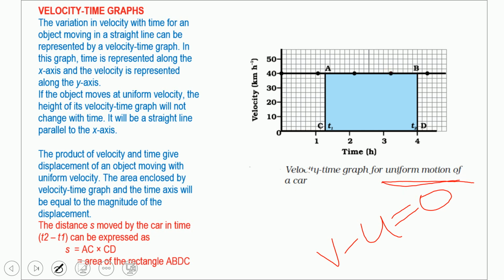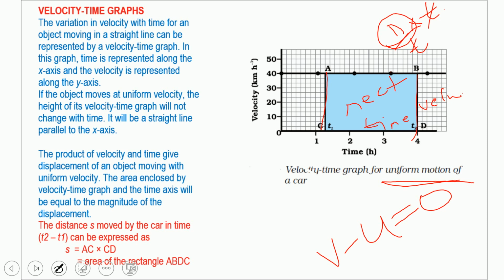Since it is uniform motion, a straight line will come parallel to the time axis, that is the x-axis. Now, in order to find the displacement or the distance traveled, you draw a perpendicular from any point to the y-axis, so that in between you get a rectangle. Here it is the time, and here it is the velocity. Velocity is distance upon time, so velocity into time, the time cancels, and you get the displacement.